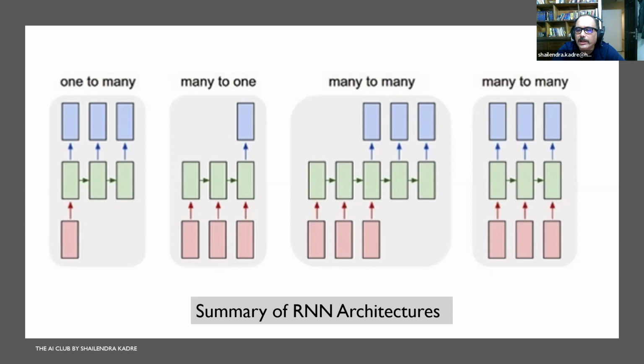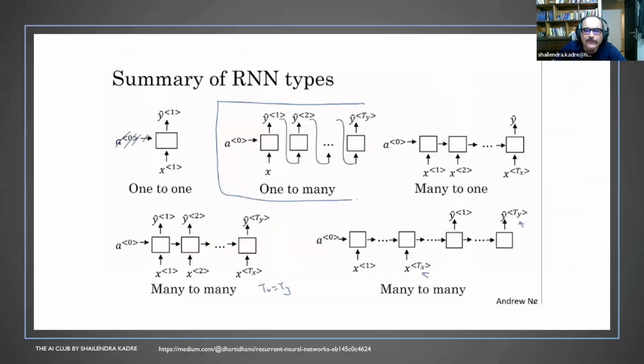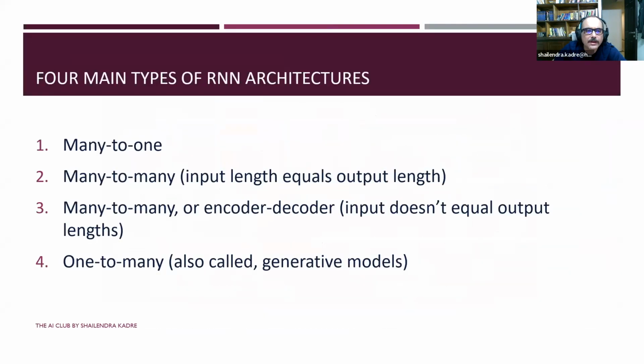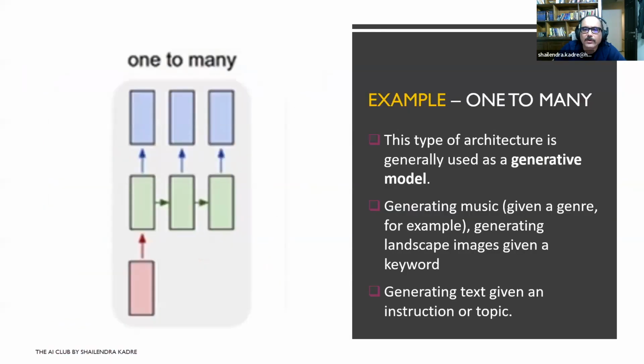But there is one more category. These are the basic architectures of ANN. That is what I meant for today's lecture, class break 1. And I think this is enough for today.